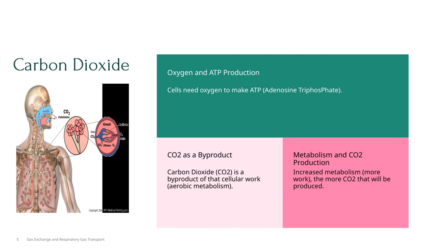So, in summary, oxygen intake supports ATP production, and as a result of that process, CO2 is generated and must be transported out of the body. This entire cycle is vital for maintaining our energy levels and overall homeostasis.